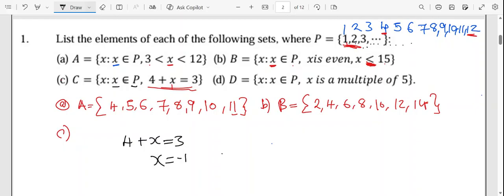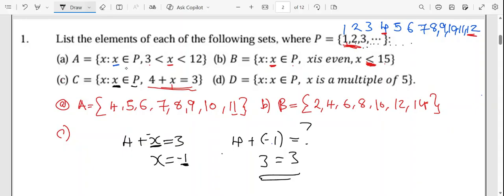Don't get confused here. Yes, we needed to have negatives for us to satisfy this, because the value of x that I've found is negative 1. If I'm to put negative 1 there, it will be 4, then plus negative 1, which gives us 3. Yes, it will be 3 is equal to 3. You have seen?